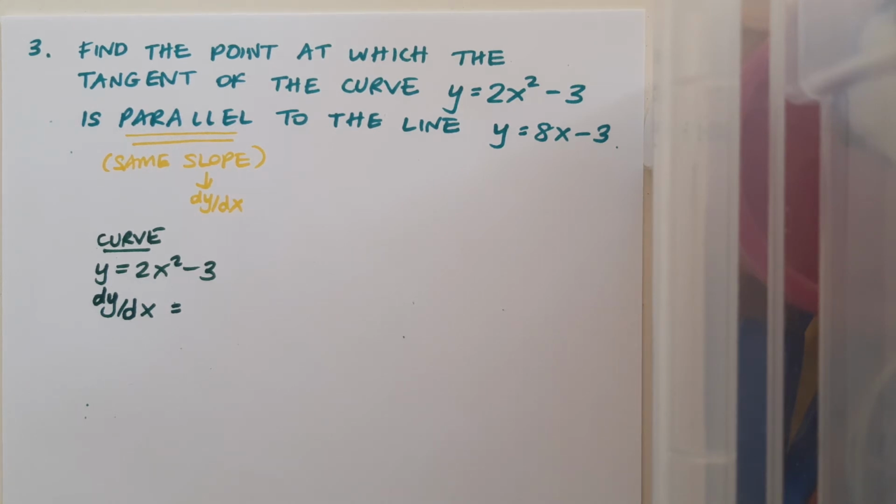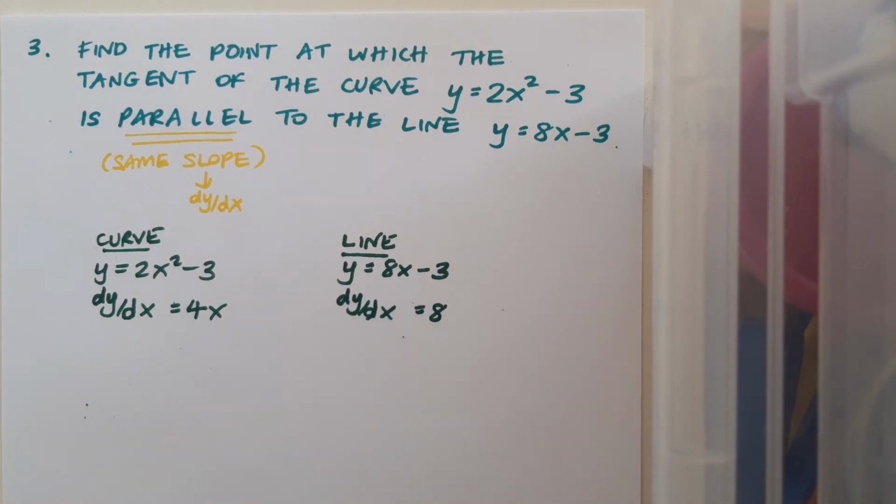And dy/dx in this case is 4x. The line in this case is y equals 8x minus 3. Now, because it's written in the form y equals mx plus c, I can just read off the slope, or I can think of it as differentiation. In either case, I get an answer of 8 for the slope of this line.